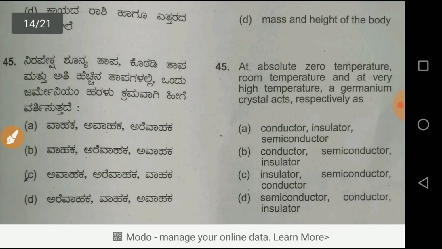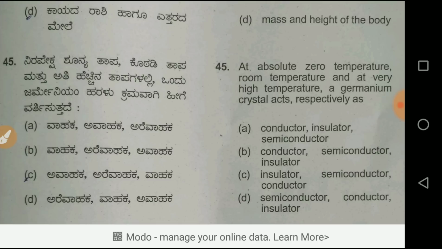Then next question: at absolute zero temperature, room temperature, and at very high temperature, a germanium crystal acts respectively as what? Germanium is a semiconductor. At absolute zero temperature, germanium acts as an insulator. That means it does not allow electric current to pass through. Then at normal room temperature, germanium acts as a semiconductor. Semiconductor means sometimes it behaves like an insulator, sometimes like a conductor. Therefore, it is a semiconductor.